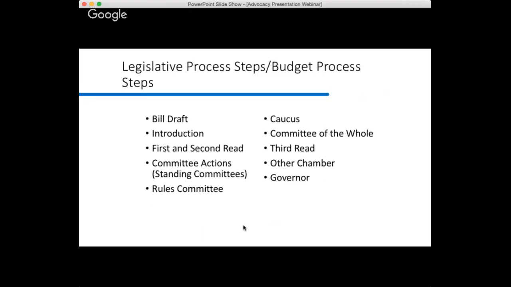So that being said, the legislative process is pretty arduous, and we've spent two webinars talking about the legislative process and also the budget process. While they follow the same steps, they are different and they happen at different speeds. The important thing to note when it comes to advocacy is that it is really important for you to understand where you're at in the legislative process. Your advocacy efforts may change based on where you're at.